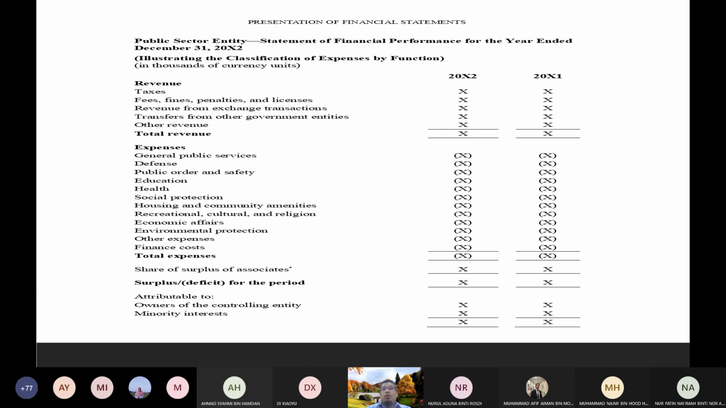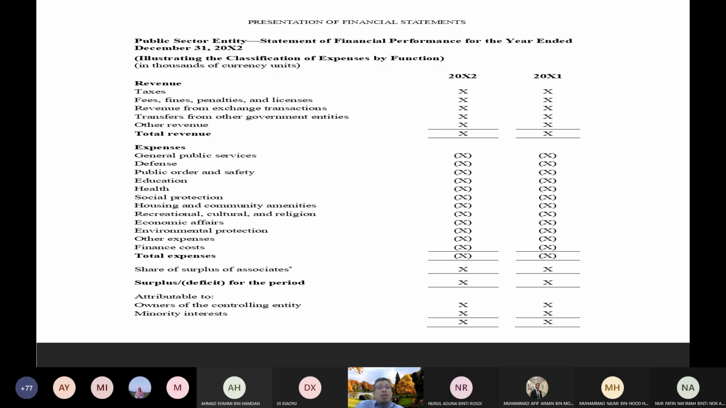Now we move on to the statement of financial performance. You can expect the revenue items: tax, fees, fines, penalties, revenue from exchange transactions, transfers from other governments, and other revenues. So revenue from non-exchange transactions and revenue from exchange transactions are identified separately, as well as transfers.